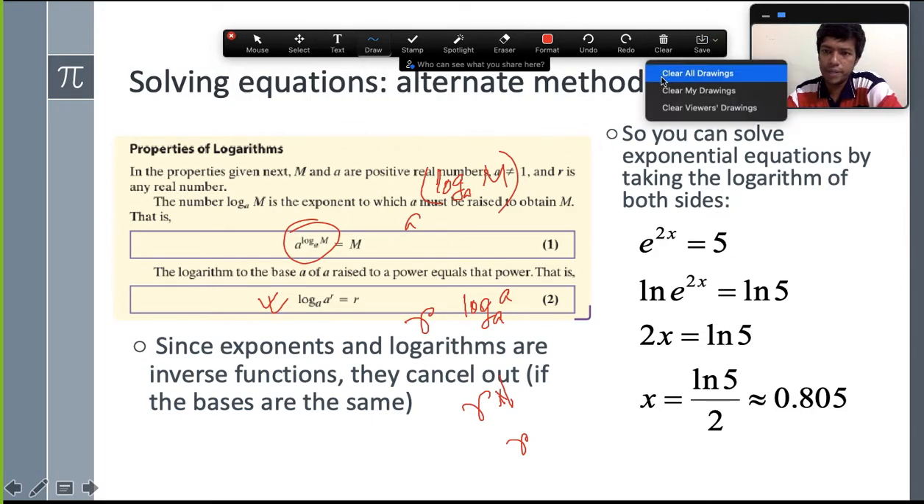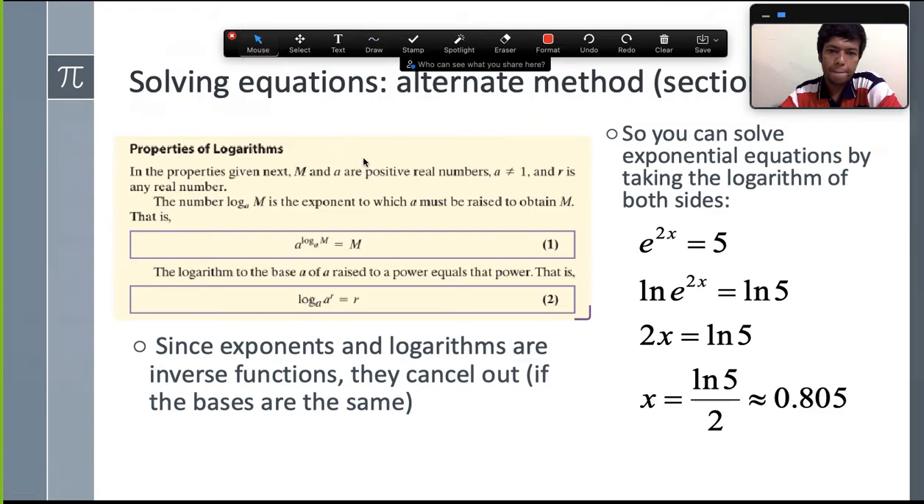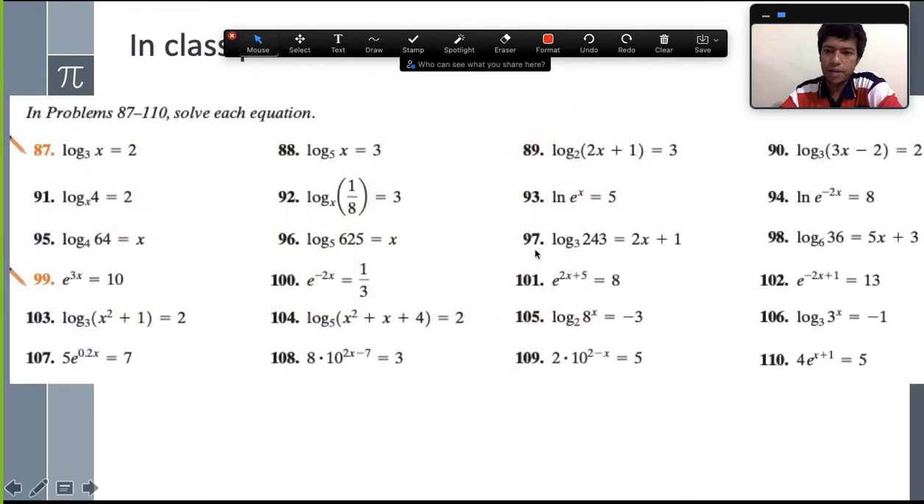Let's solve some bigger math, something a little bit big. So we have here different types of math. Let's say this math looks big. The rule that we are following is first we write 243, then base always remains the base, and this becomes twice x plus 1. It goes to the power. We are solving 97 here.